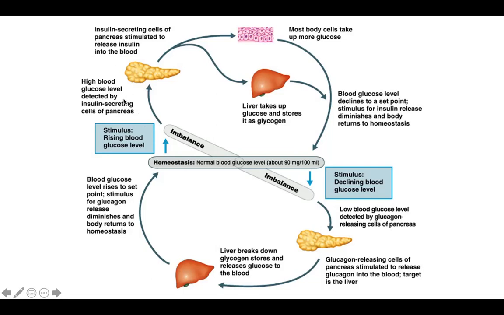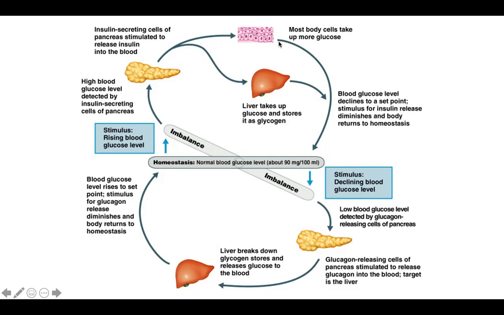It's going to say, okay, I have to release insulin into the blood, right? So it makes a change in the system. And when it makes that change, it causes the liver to take up the glucose and store it as glycogen. So you're moving the sugars into the liver. You're changing their structure so that they're out of the blood.